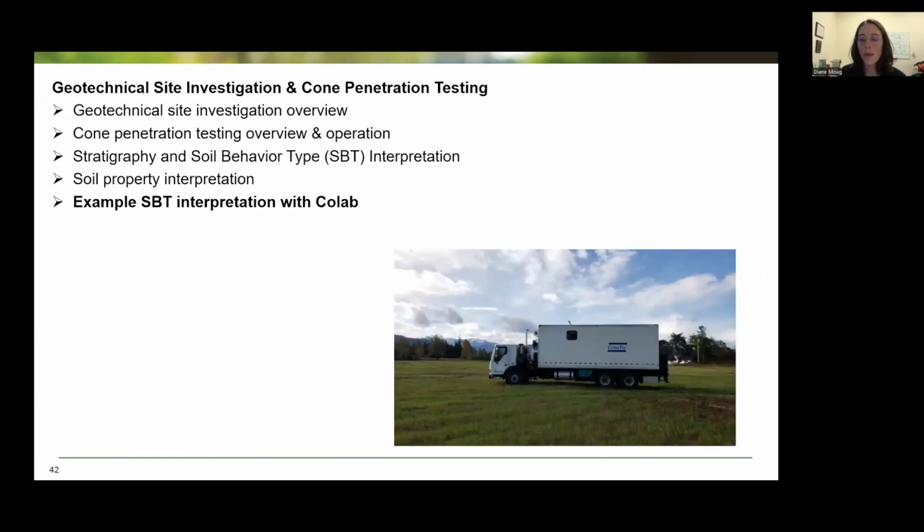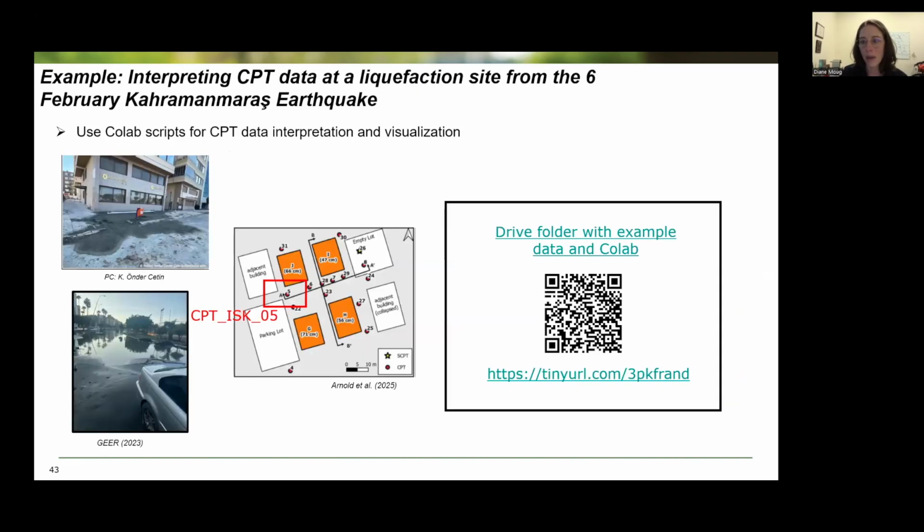And so we've gone through unit weight interpretation and soil behavior type interpretation. And now I have an example for interpreting cone data that I developed in a Colab that I'll share with you. This is interpreting CPT data at a liquefaction site from the Kahramanmaraş earthquakes that took place on February 6, 2023 in Turkey and Syria.